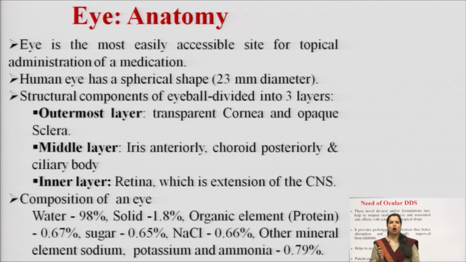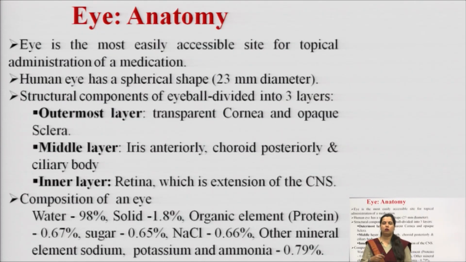Now, first we need to understand the anatomy of the eye, then only can you understand the drug or formulation factors to be developed as an ocular drug delivery system. So, I will give a preamble of eye anatomy. The eye is the most easily accessible site for topical administration of medication, right. The human eye has a spherical shape which is 23 mm in diameter. Structural components of the eyeball are divided into 3 layers, right.